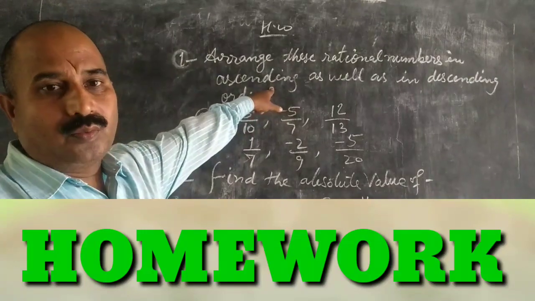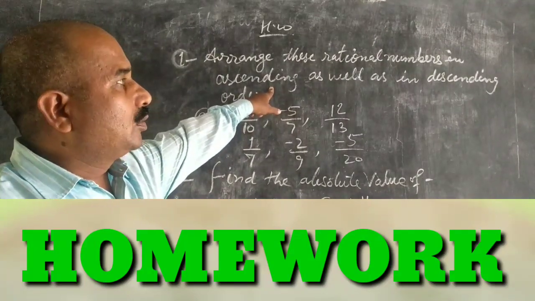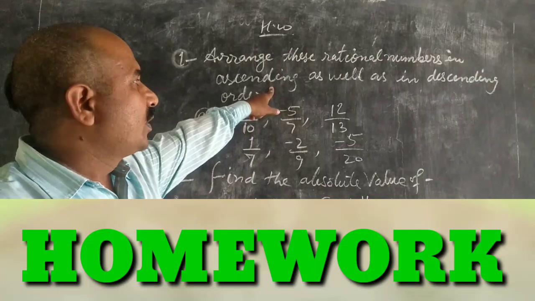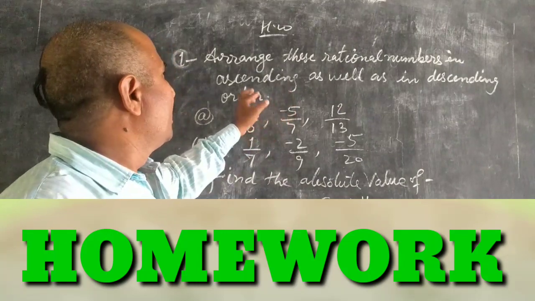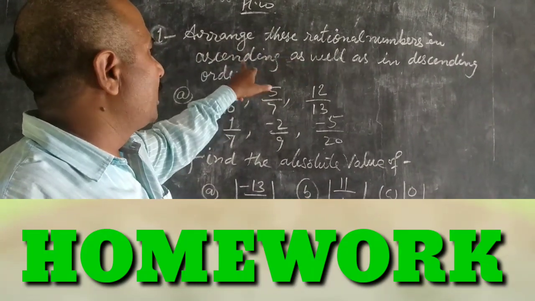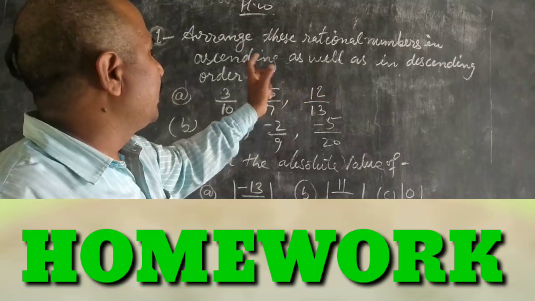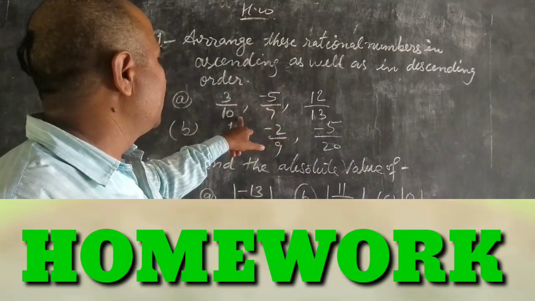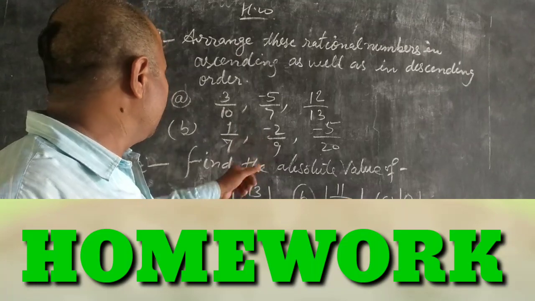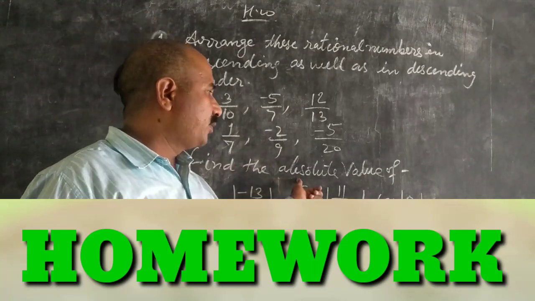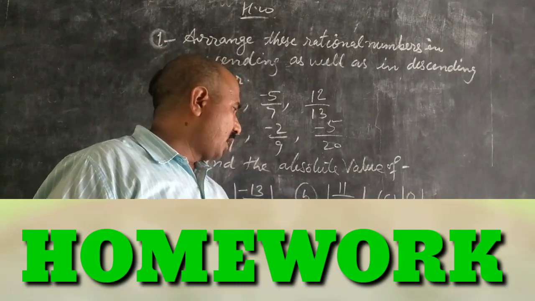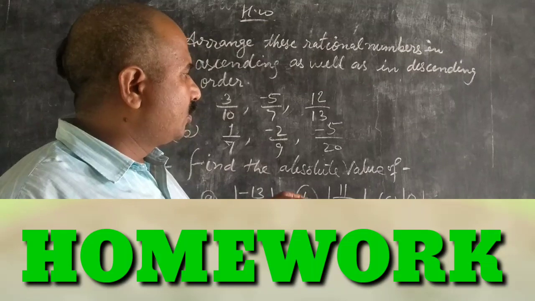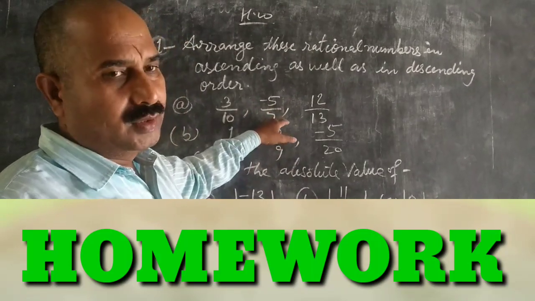the answer in positive. Students, now note down the given homework in your copy and solve it properly according to the method taught today. The first one is to arrange the rational numbers in ascending as well as descending order, in both orders. Questions A and B are given. The second one is to find the absolute value of these given numbers. So you should try more and more to do and to understand yourself. Thank you.